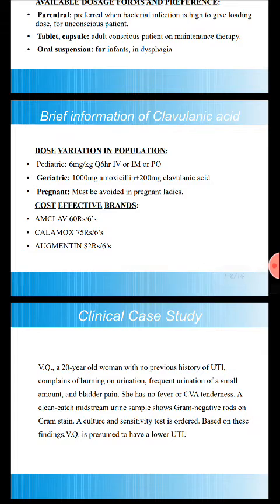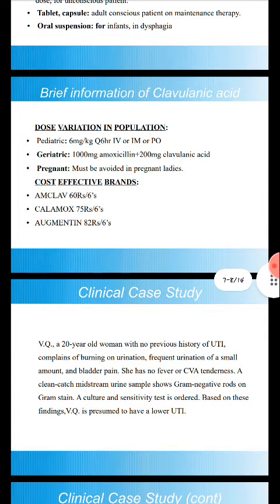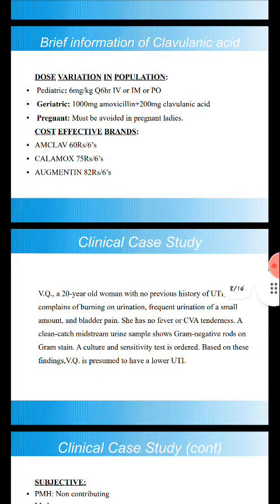The cost-effective brands which are available in Pakistan are three. The first one is Mclav. The price per tablet is 10 rupees. Calamox, the price for 6 tablets is 75, so per tablet it is around 12. And then Augmentin, 82 rupees for 6 tablets, so the price per tablet will be around 14 rupees.